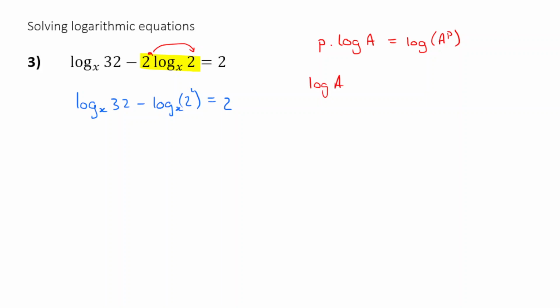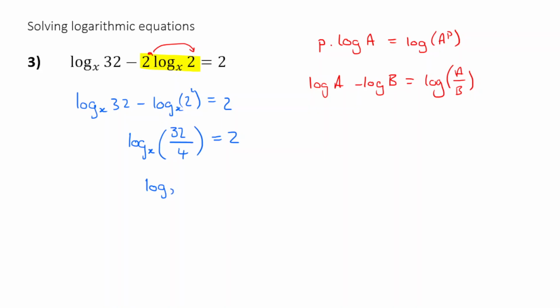Log a minus log b is equal to log of a divided by b. So let's just try to apply that. This is going to give me log base x of 32 divided by 2 squared, and of course 2 squared is 4, is equal to 2. And 32 divided by 4 is 8. So we end up with log base x 8 is equal to 2.